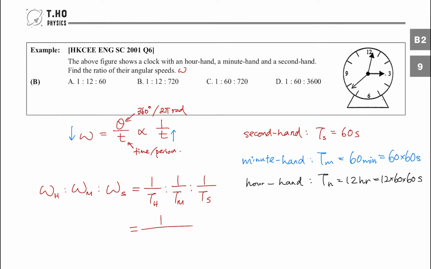And we can put in the numbers because we all know this. So the period of hour hand is this. And for minute hand, the period is this. For the second hand, we have 1 over 60. Of course, we have to simplify the ratio.